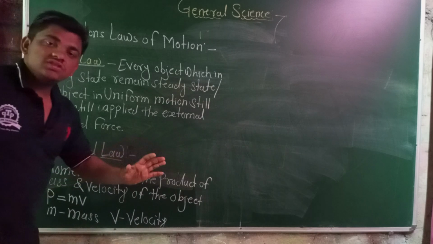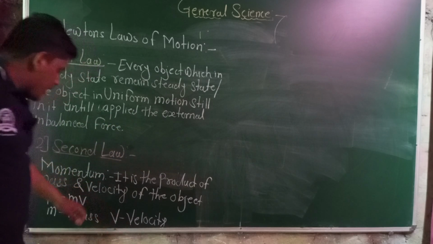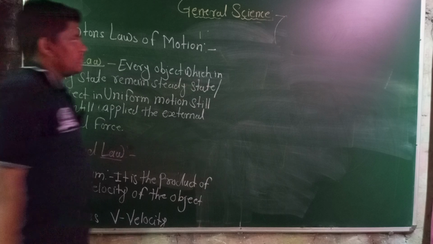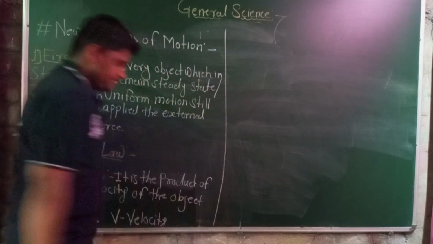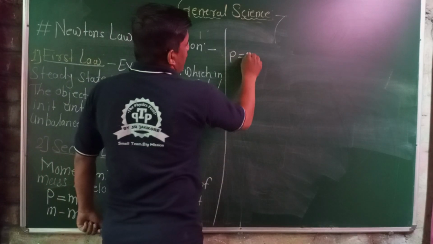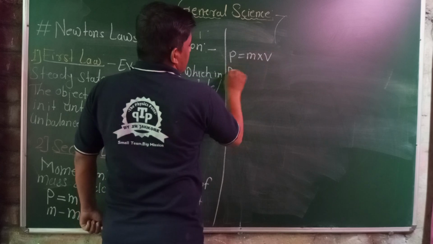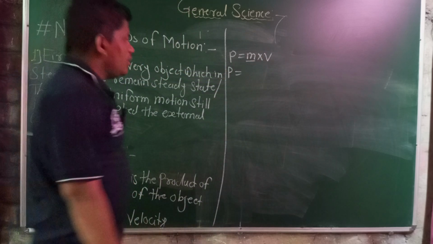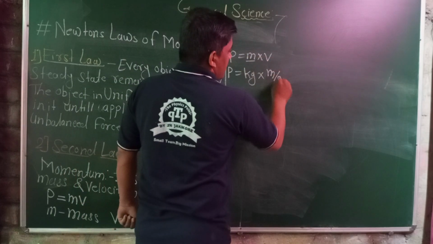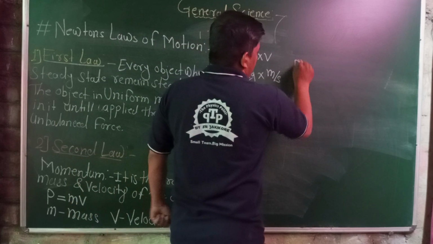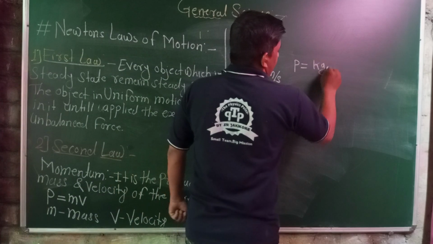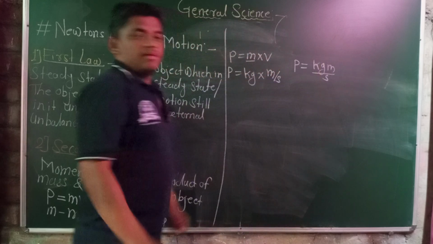For an object in motion having velocity v and mass m, the product of both gives the momentum. Then what is the unit of momentum? The unit of mass is kg, and the unit of velocity is meter per second. So P is equal to m into v, and the unit of momentum must be kg meter per second.